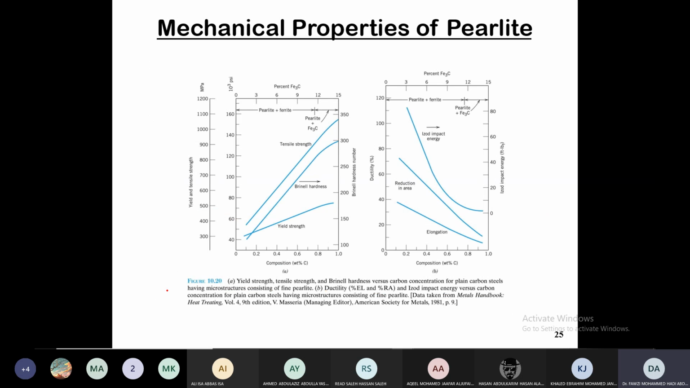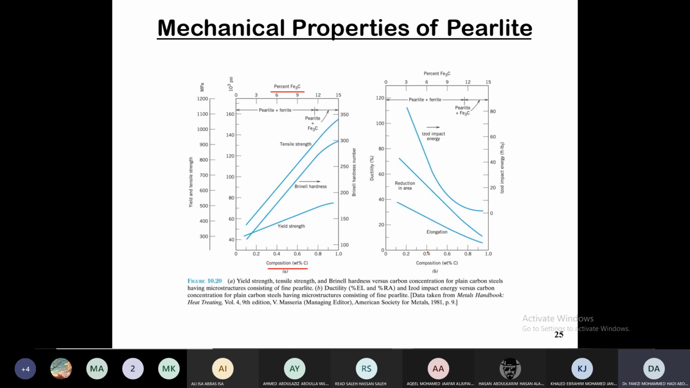If we want to compare the behavior of the phases, you can see the yield and tensile strength of the material here. This is the composition of carbon. Of course, as we increase the carbon content, we are increasing the cementite phase, which is shown here as well. As you can see, increasing the carbon content, or increasing the cementite, causes an increase in the yield strength, an increase in the hardness, in this case the Brinell hardness is used, and an increase in the tensile strength of the material as well.